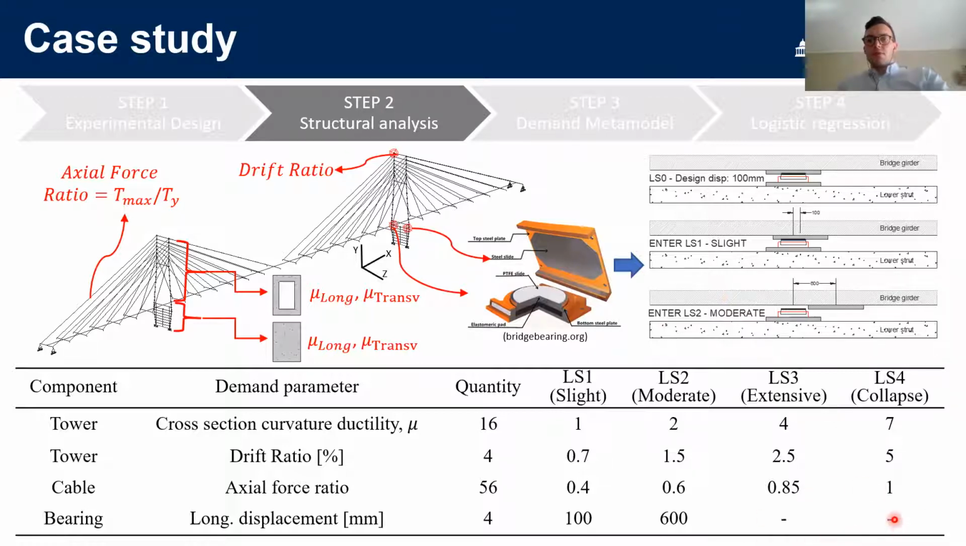As you can observe in the table, the bearings are assumed not to contribute to the extensive and to the collapse limit state for cable-stayed bridges. And this is because even in the case of bearing unseating with respect to this pad, the bridge will still sustain the loads thanks to the deck, which will be supported, for example, on the lower struts over here, but also will be supported by the cables.